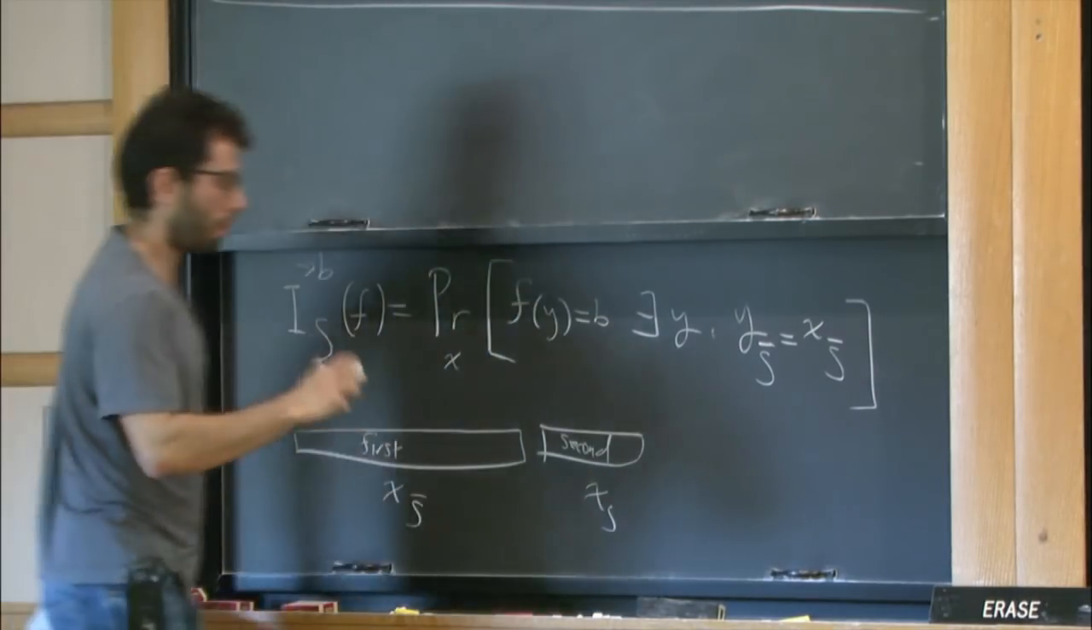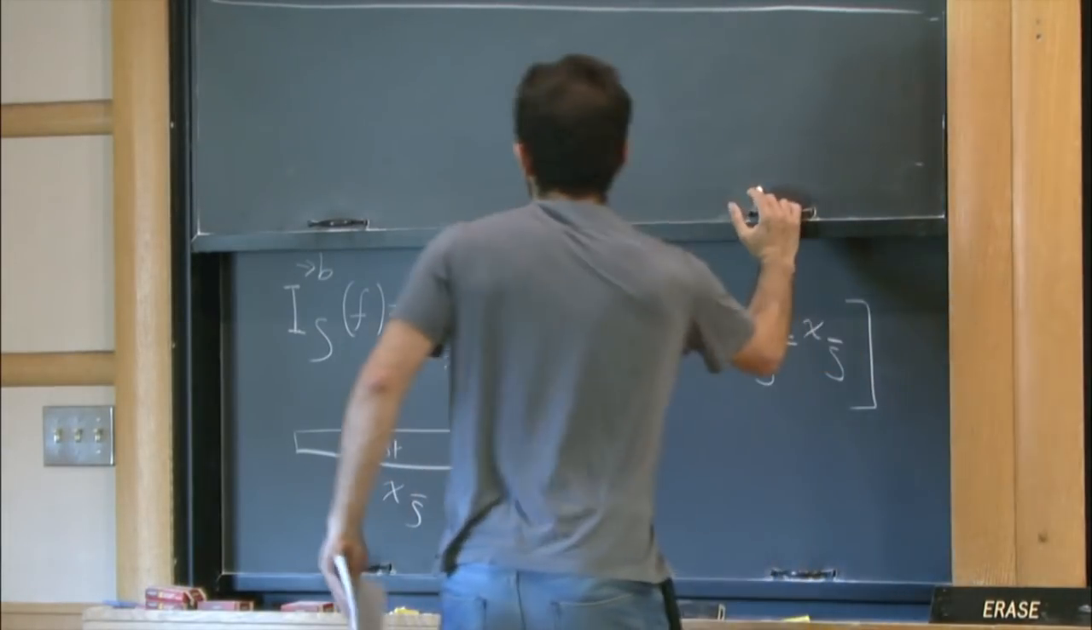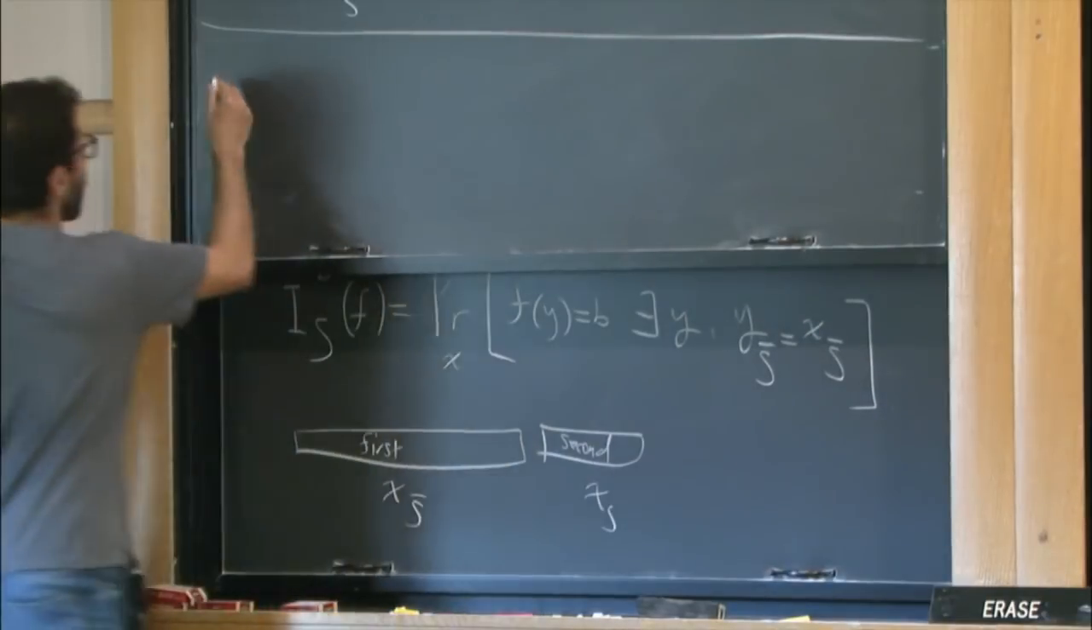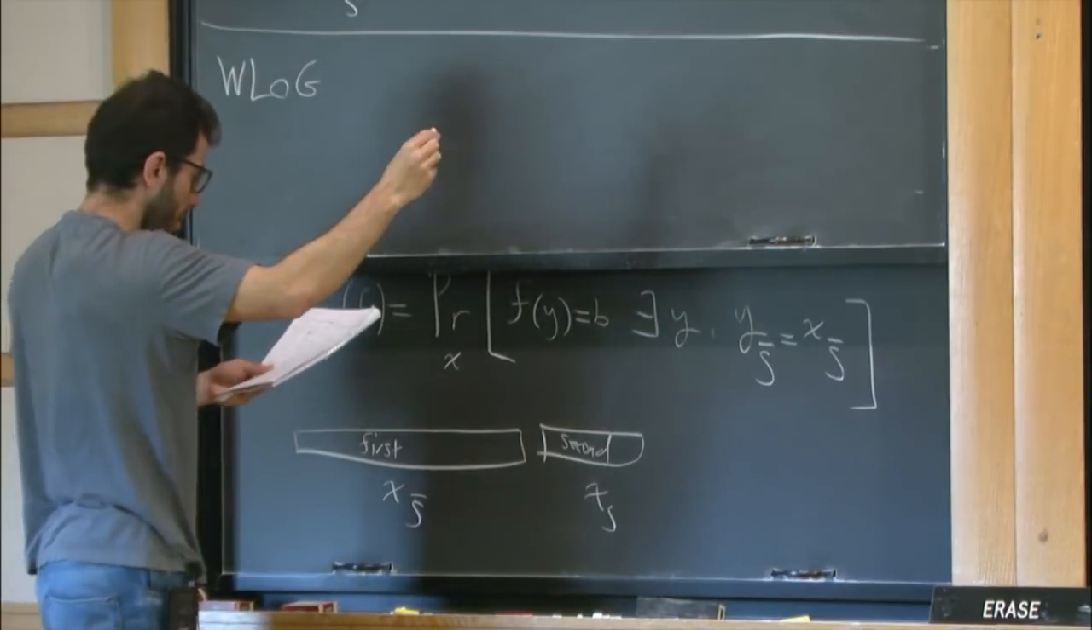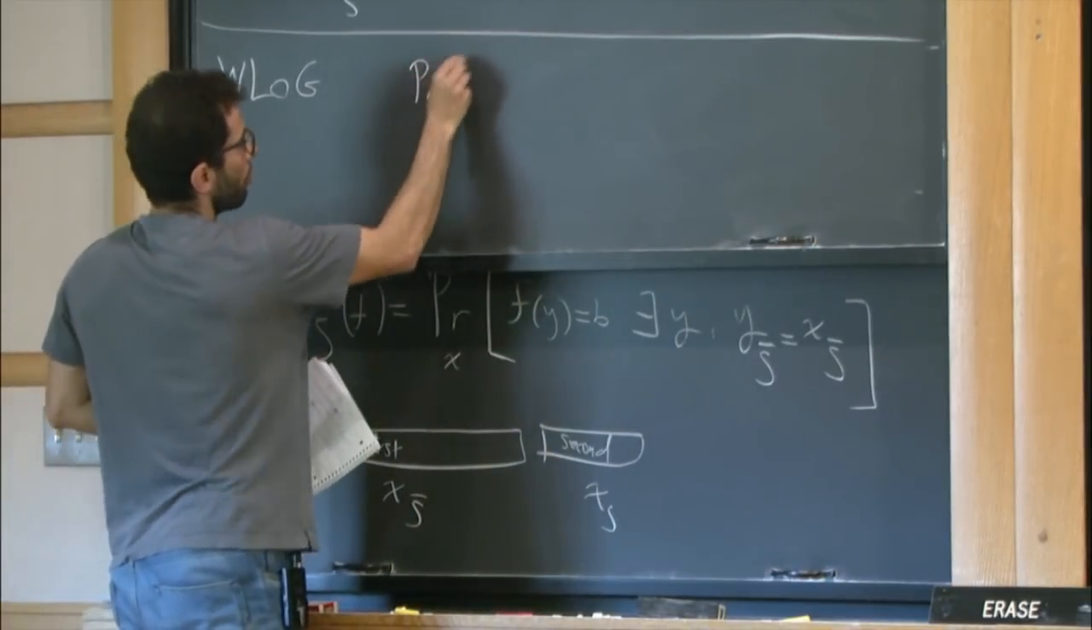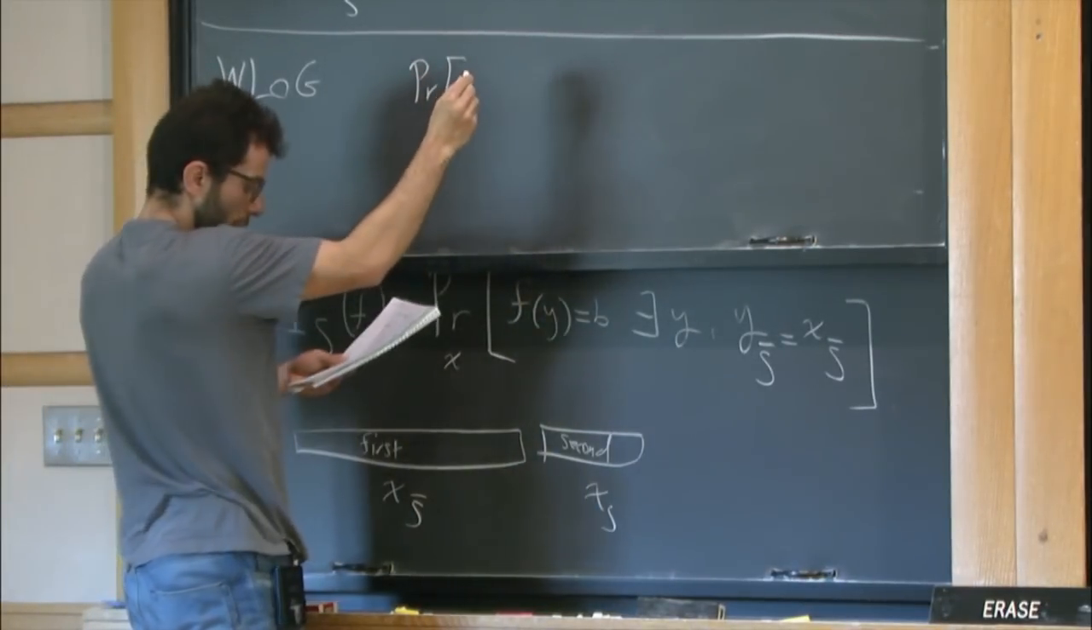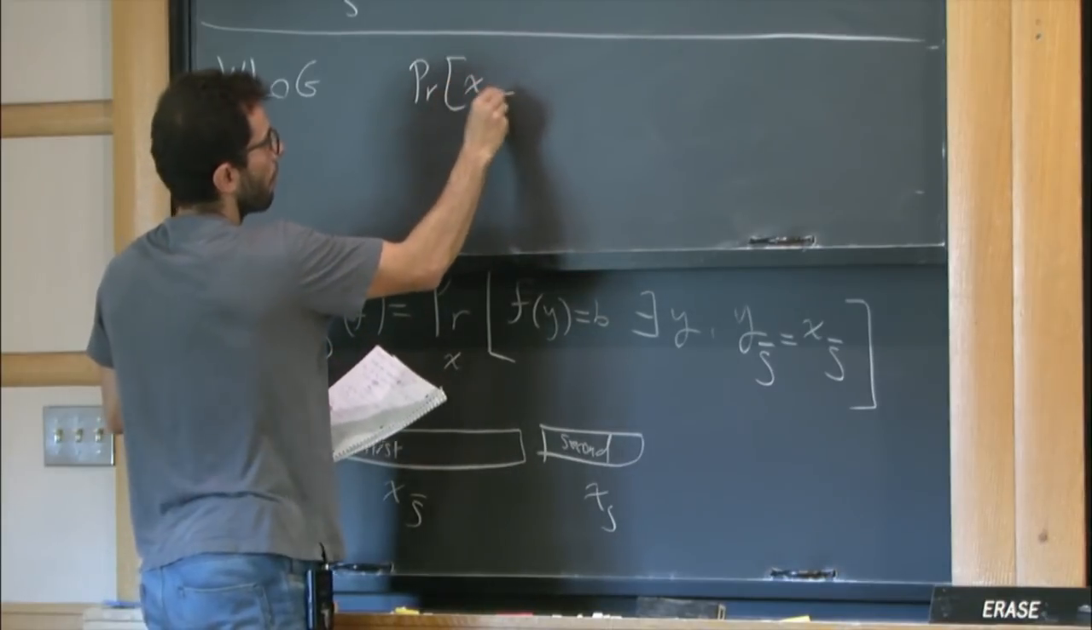Okay, so I'm going to try to say something, or actually maybe give you the proof. So let's start with some assumptions. First of all, without loss of generality, I can assume that all these Bernoulli parameters are at most half.